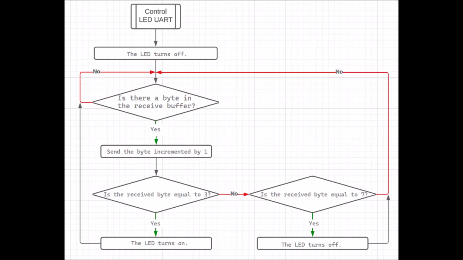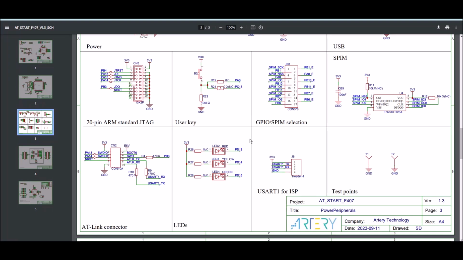Hello and welcome. This time, I'm going to implement a simple example using the USART peripheral of the ATF32 Microcontroller. As shown in this image, the project involves receiving a byte and retransmitting it, but incremented by 1. Also, if the incoming byte equals 3, it turns on or activates an LED, and if it equals 7, it turns it off. The schematic diagram of the board shows that the connector labeled J8 has access to USART number 1, and that one will be used.